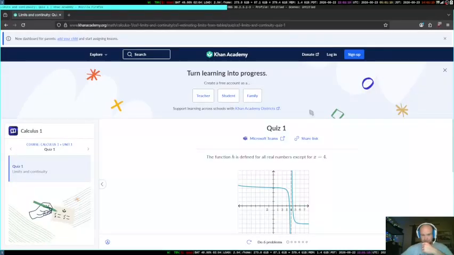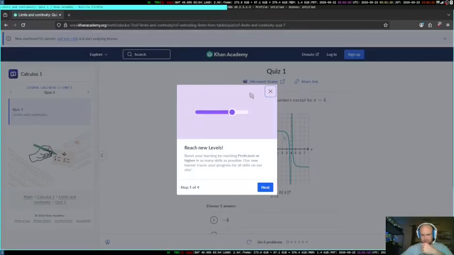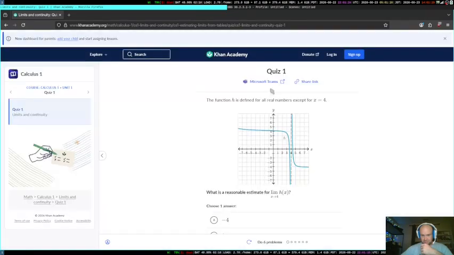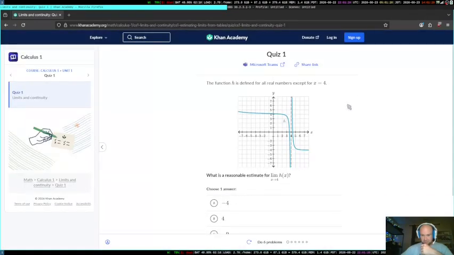Yep, let's go. Jesus Christ, can you stop? Stop. Just close all of this stupid shit.